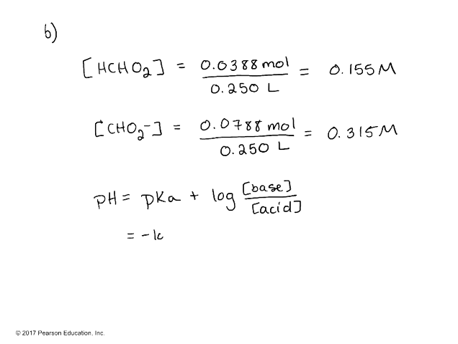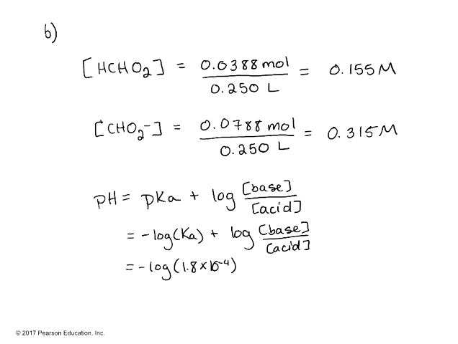So to find the pKa, we're just going to take the negative log of the Ka value that we used before. So the Ka value of our acid was 1.8 times 10 to the negative fourth. And then the concentration of base we just found out was 0.315. And then we can divide that by the concentration of acid. And this should give us a pH of 4.05.